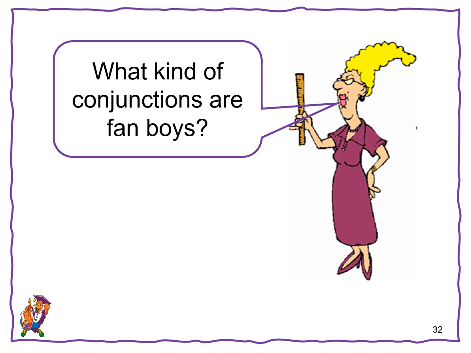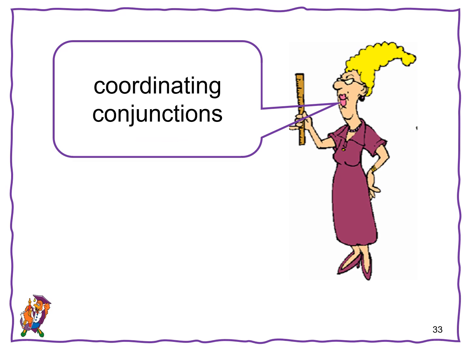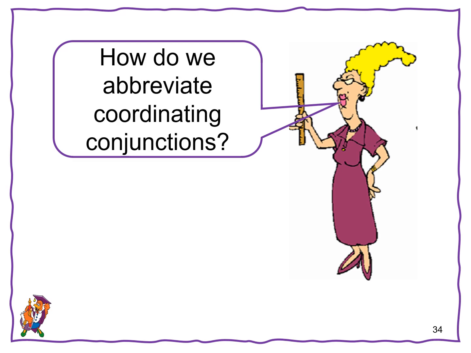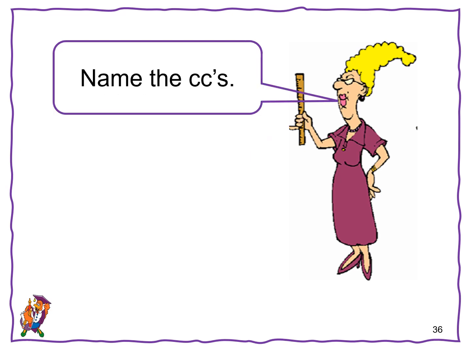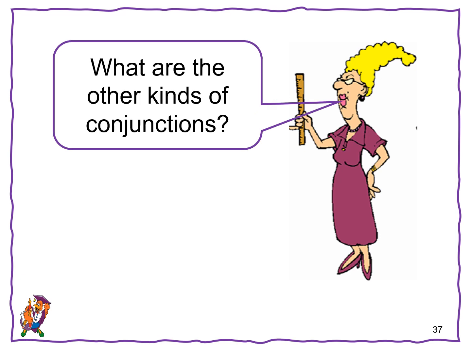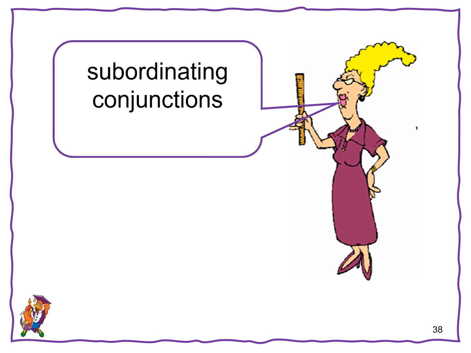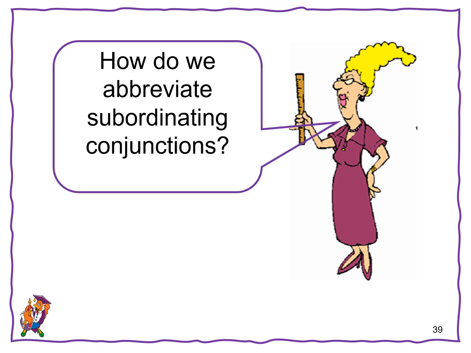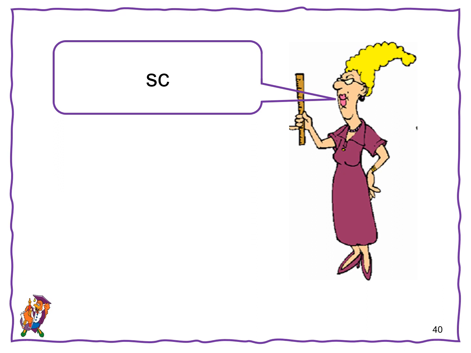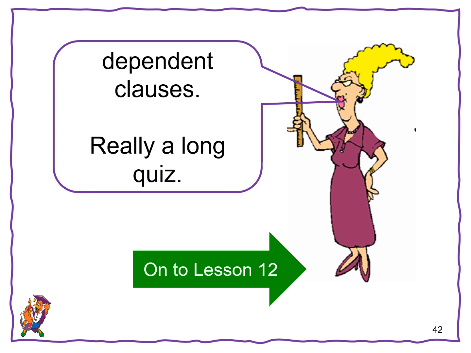Which conjunctions can you name? What kinds of conjunctions are fanboys? Coordinating conjunctions. How do we abbreviate coordinating conjunctions? CC. Name the CCs. For, and, nor, but, or, yet, so. What are the other kinds of conjunctions? Subordinating conjunctions. How do we abbreviate subordinating conjunctions? SC. What do SCs create? Dependent clauses. That was a really long quiz. Okay, on to lesson 12.